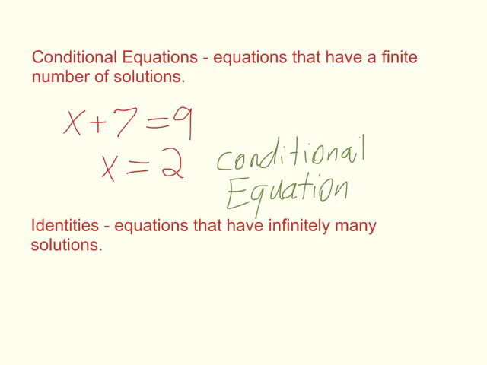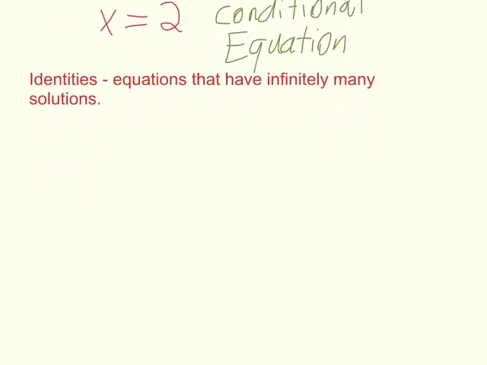Next we're going to talk about identities. Identities are equations that have infinitely many solutions. They don't necessarily have to have all real numbers as a solution, but their number of solutions is not countable. So you may have infinitely many solutions over a certain interval, or you may have all real numbers except a couple of certain values that don't work for that particular equation. So let's look at an example of what that type of equation might look like.